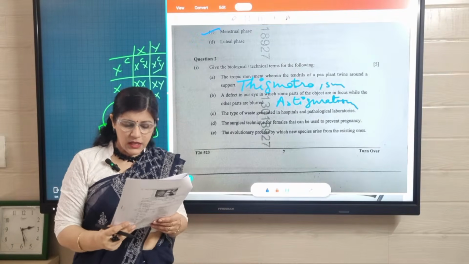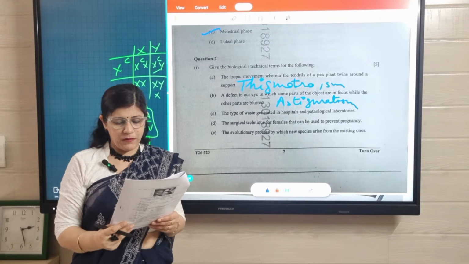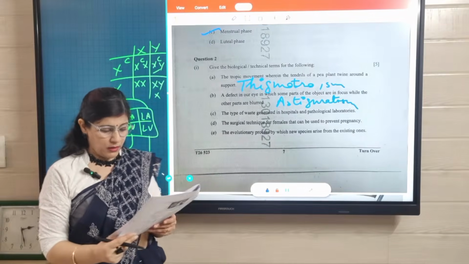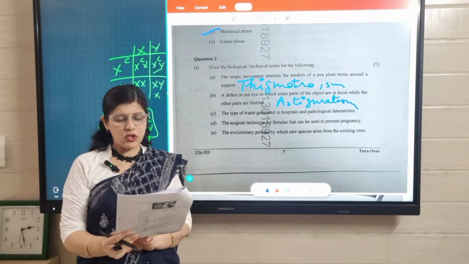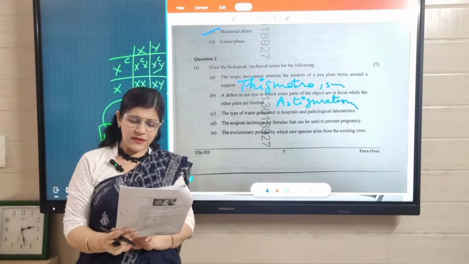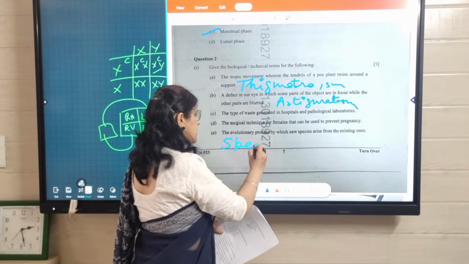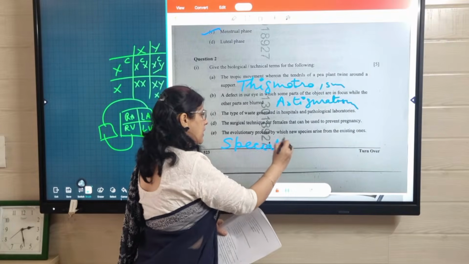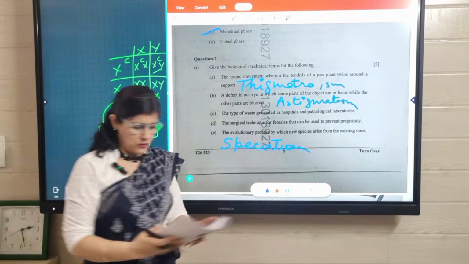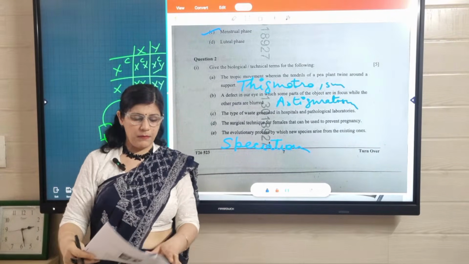The surgical technique for female that can be used to prevent pregnancy, this is tubectomy. The evolutionary process by which new species arise from the existing one, this is speciation. Speciation. This is the correct answer for E part.